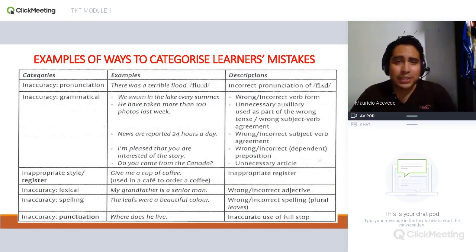The first one obviously cannot be "swum" because it has to be "swim." We swim in the lake every summer because we have a routine and it's represented, remember, in present simple. "He have taken", no, "he has taken." Remember the auxiliary for he is "has" in present perfect.